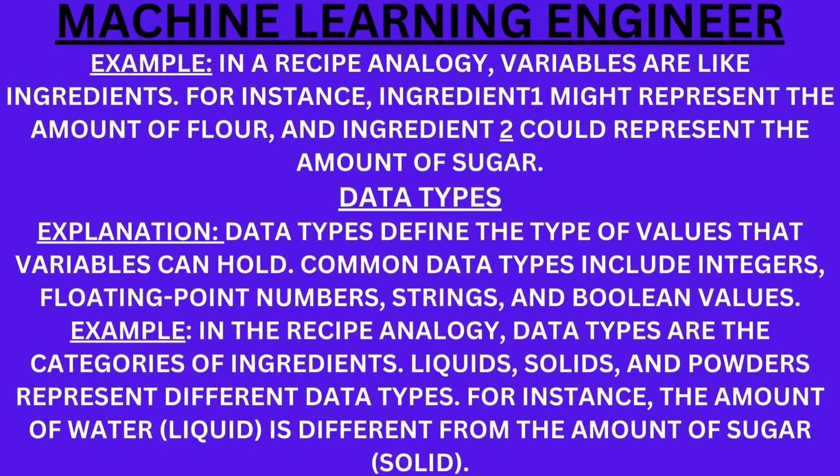Data types. Explanation: data types define the type of values that variables can hold. Common data types include integers, floating point numbers, strings, and Boolean values. Example: in the recipe analogy, data types are the categories of ingredients. Liquids, solids, and powders represent different data types. For instance, the amount of water, liquid, is different from the amount of sugar, solid.